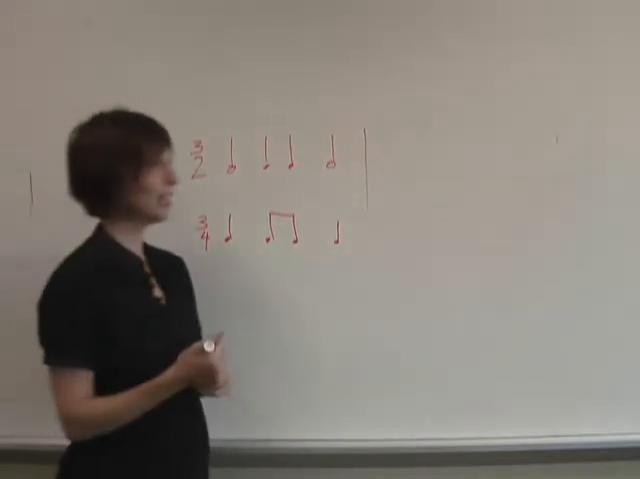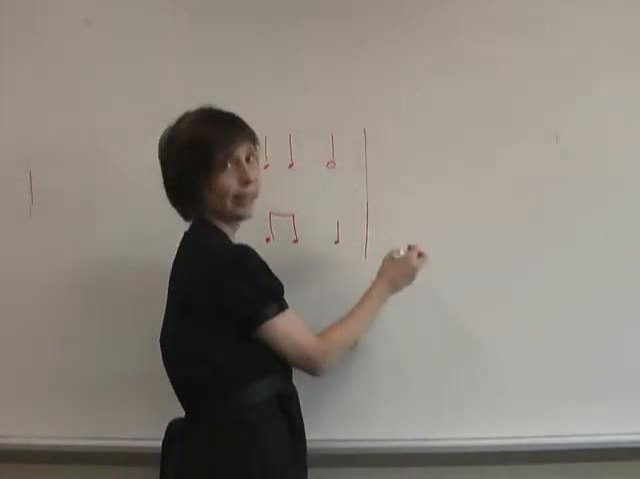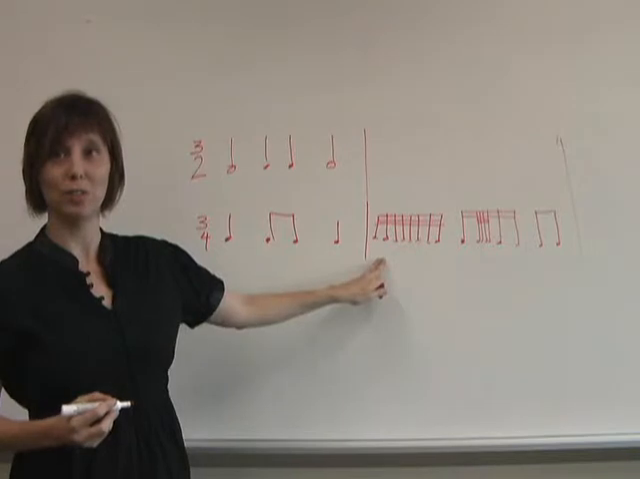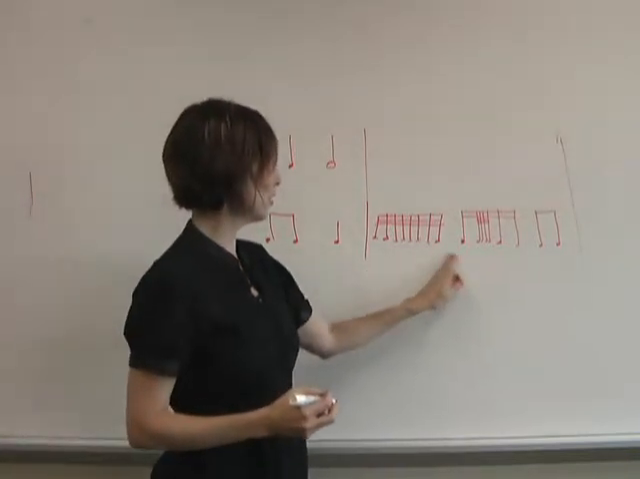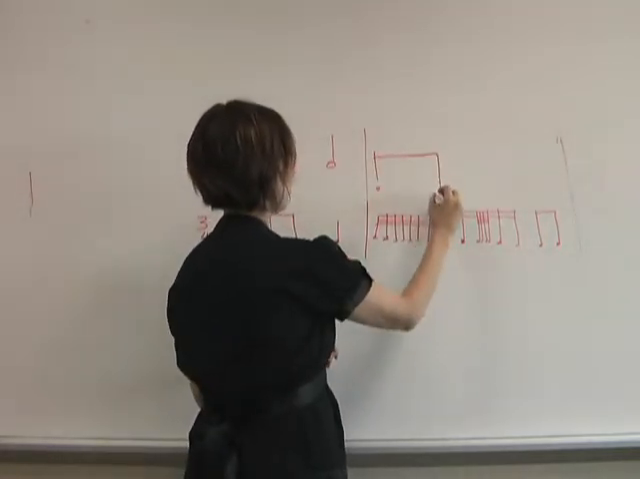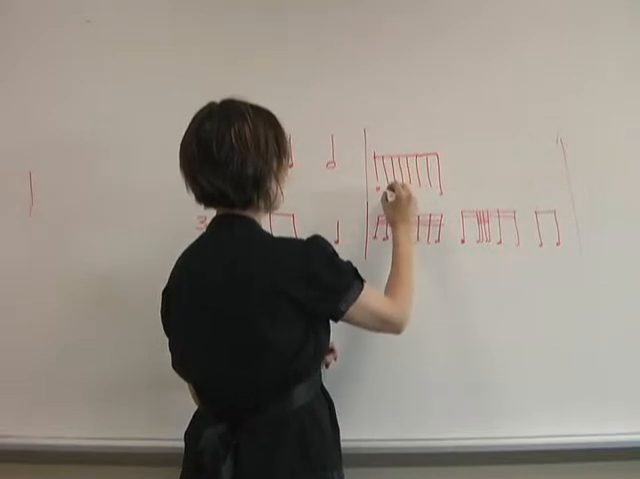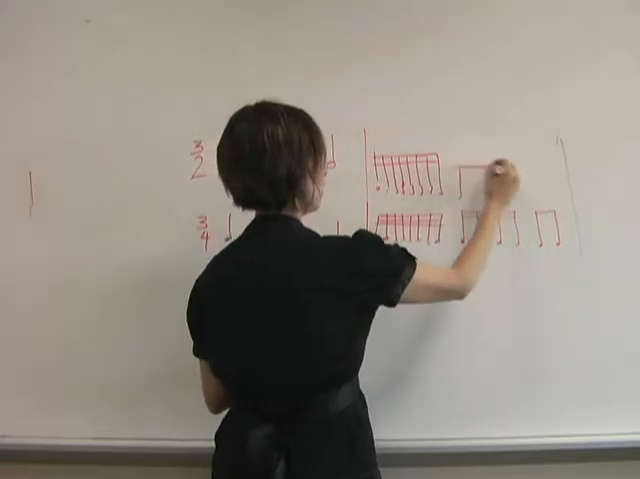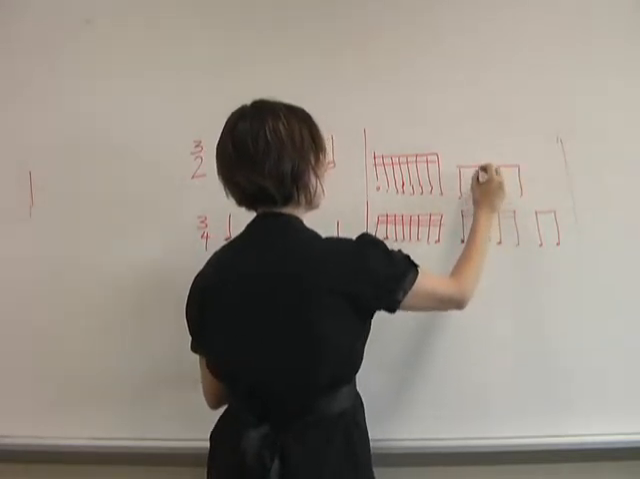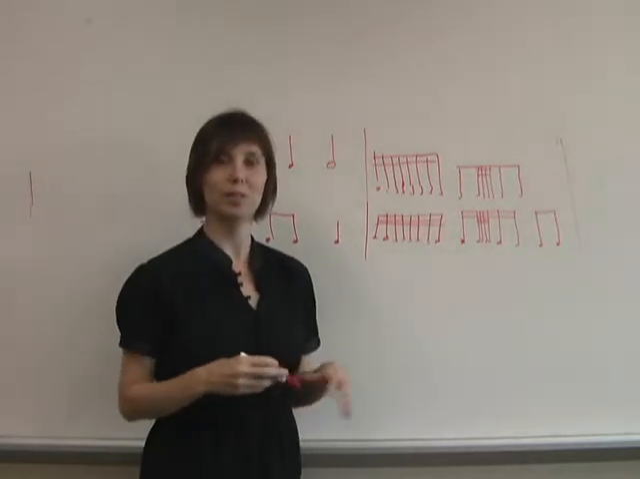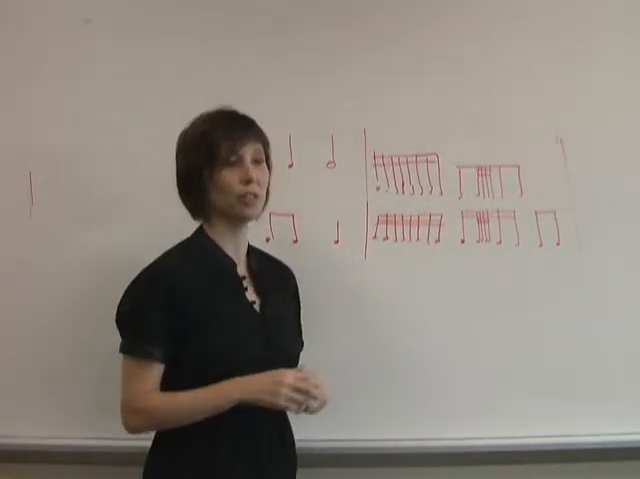So if I had wanted to have a measure like this, it would be a lot easier to write that in 3/2. Instead of these 64th notes, 32nd notes, or here I even have 64th notes, I would just write sixteenth notes, that would be a little bit easier to read. So that's another reason we sometimes use a half note instead of a quarter note.